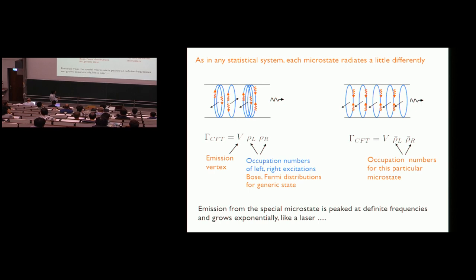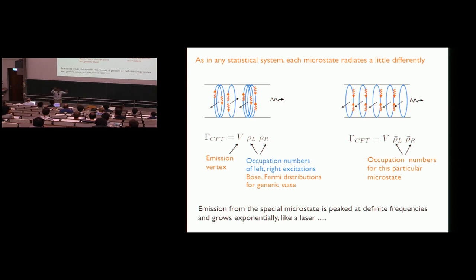They're the occupation numbers for this particular microstate. Because I've taken a particular one and made all the strings the same and put the same amount of energy on the left movers and the right movers for each of them, the emission will be rather different from Hawking emission. Of course, I'm trying to go to a very specific kind of state, so it will be different from the generic thing. But now you can see I made it more like a laser.